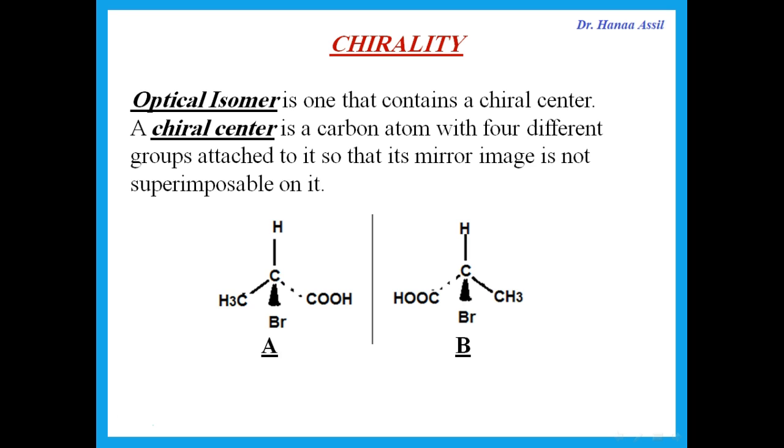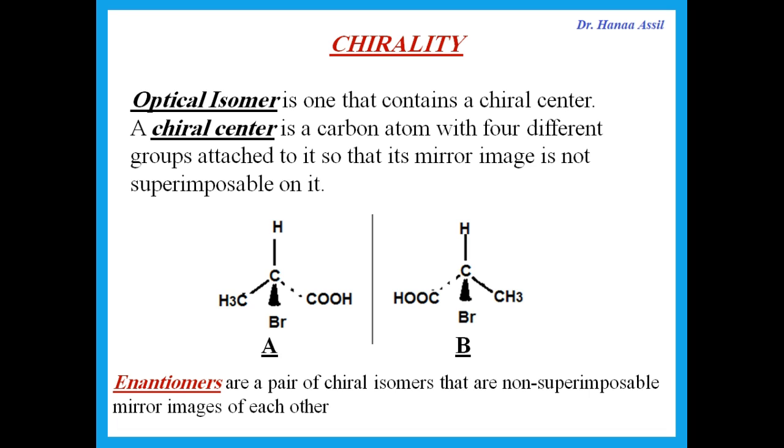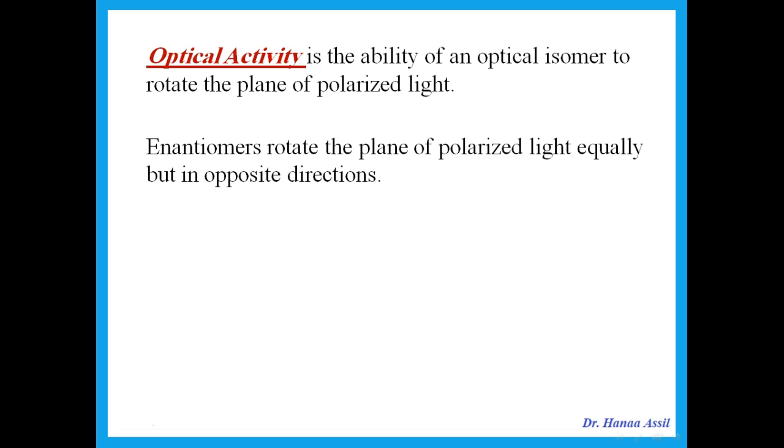Now, if I have an example of this, a compound that has a chiral center, meaning a carbon bonded to 4 different groups, and its mirror image is not superimposable on it, we call these two enantiomers. So enantiomers means a pair of chiral isomers that are non-superimposable mirror images of each other. So A and B are enantiomers. Now, if they are enantiomers, that means each one of them will have optical activity.